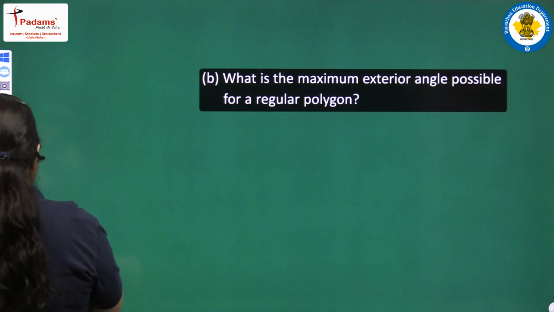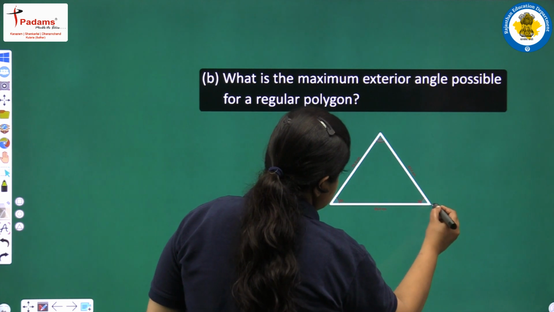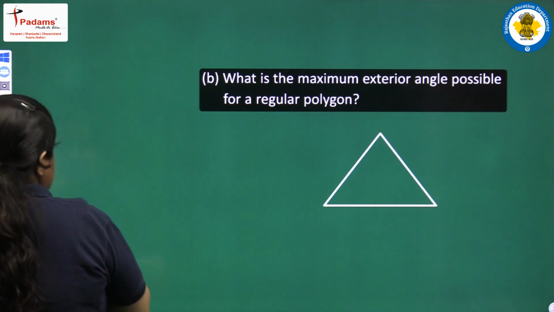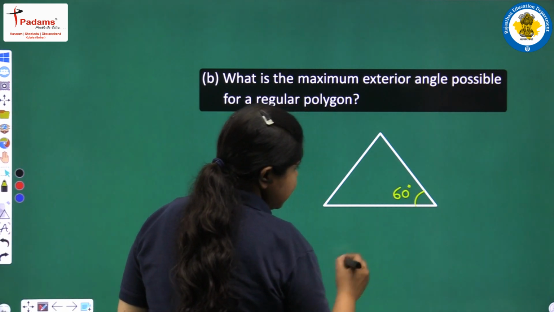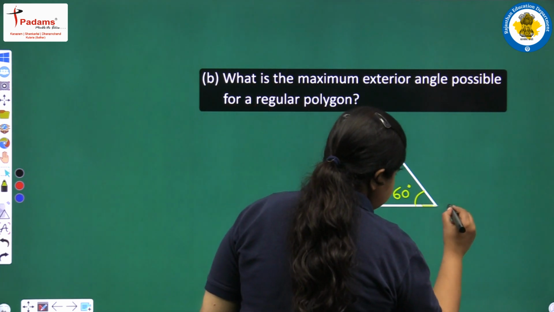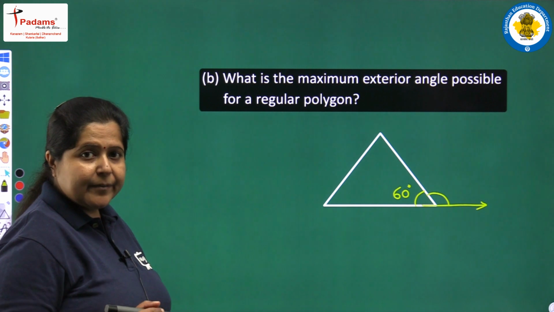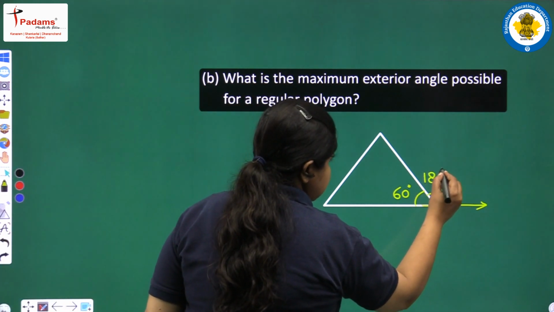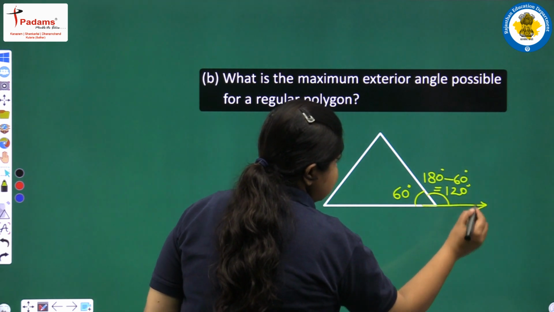Again, let us take that equilateral triangle and draw it. Then we know that the minimum interior angle is 60 degrees and the maximum exterior angle will be this one, because they both are forming a linear pair. It is 60 degrees and it will be 180 minus 60 equal to 120 degrees.